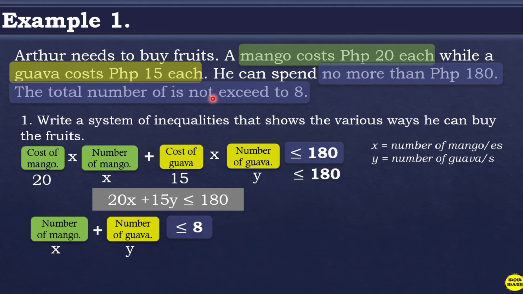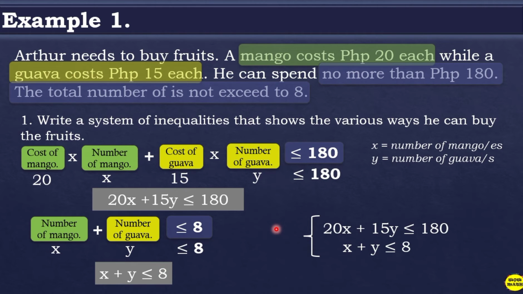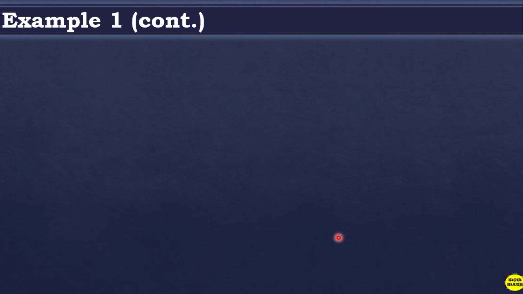Kaya kanina, pinakita ko yung mga symbols na maeencounter natin kapag nagsasolve tayo ng systems of linear inequalities na word problem. Therefore, our second inequality is x plus y is less than or equal to 8. So, our system will be 20x plus 15y is less than or equal to 180 and x plus y is less than or equal to 8. Pareho silang standard form. Therefore, ang sagot natin sa number 1, write the system of inequalities, ito po siya.